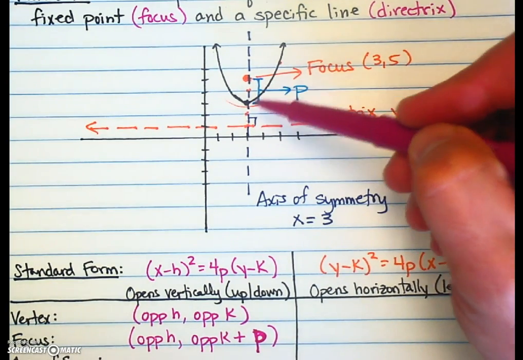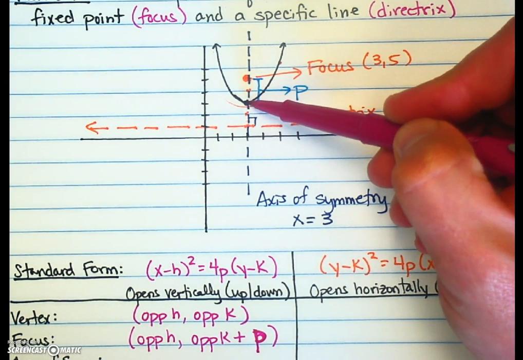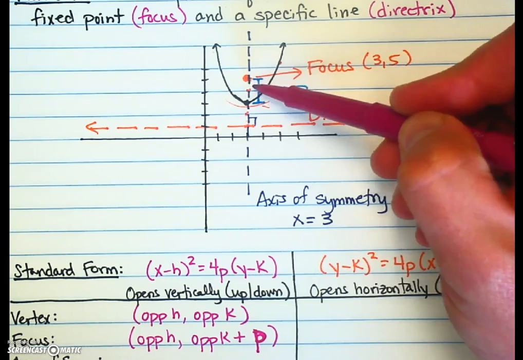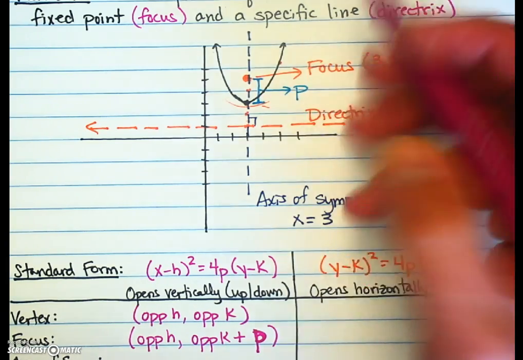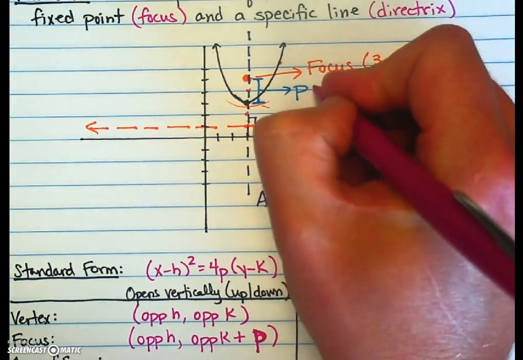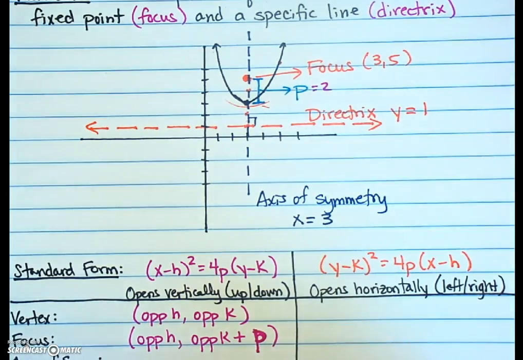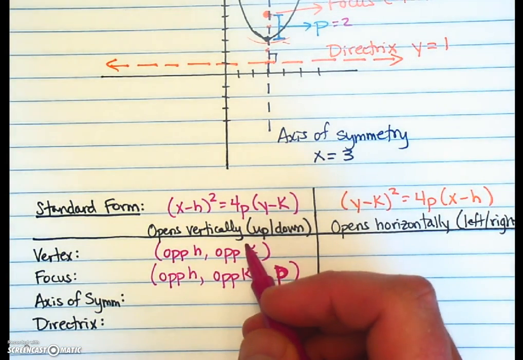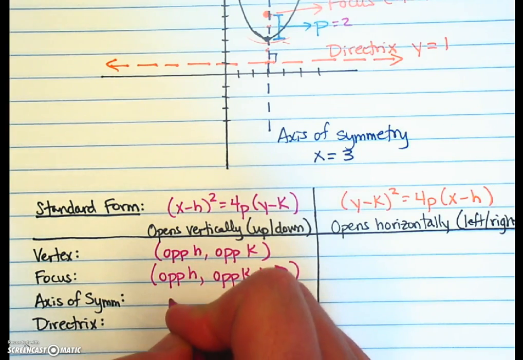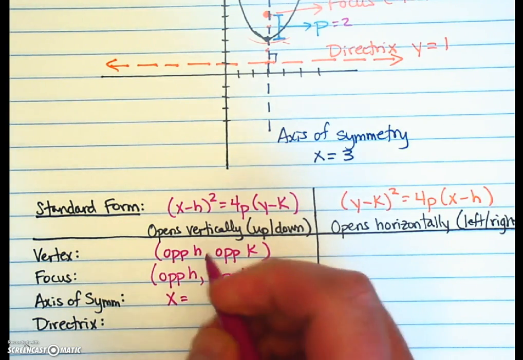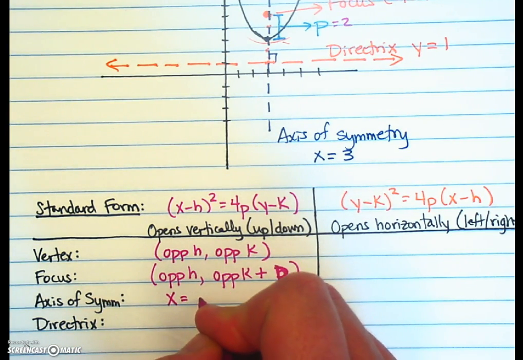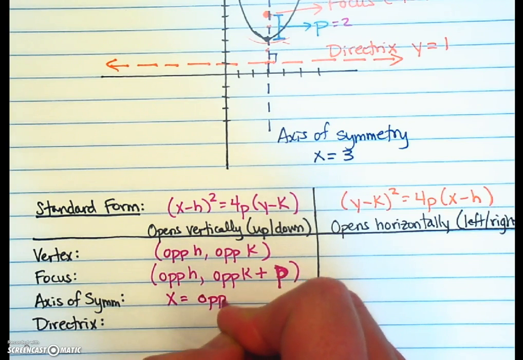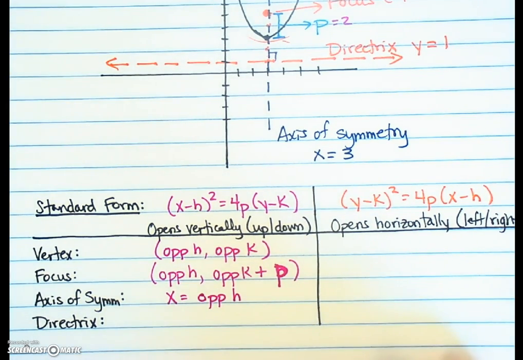So up here in my example, my vertex was 3, 3, and then notice that my focal point is 3, 5, and p in this problem turned out to be 2, because that was my distance there. Okay? The axis of symmetry actually turns out to be x equals, and we just do opposite of h, whatever my h is there.